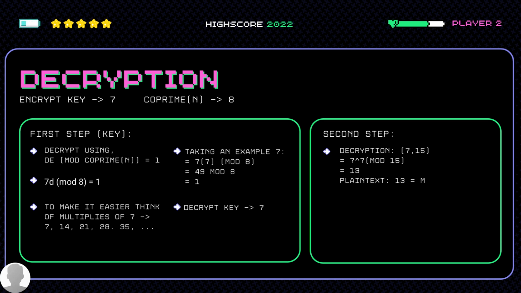And the last step is by putting in the key that we calculated, which is 7, and 15. So the value would be 7 to the power of 7 mod 15, and the value we got is 13. So in the alphabet list, 13 is equal to M. Thus, our plain text is equal to M. That's all from me. Thank you.